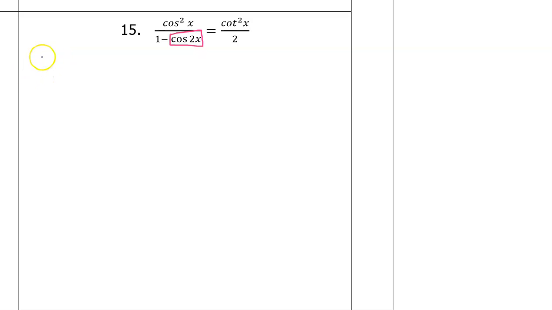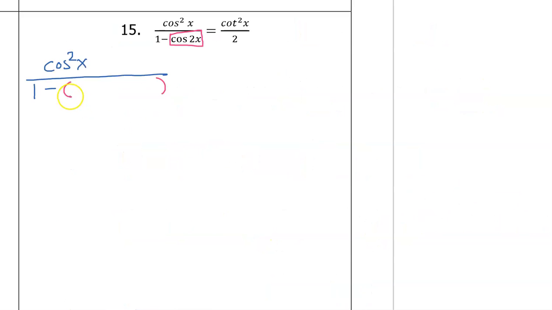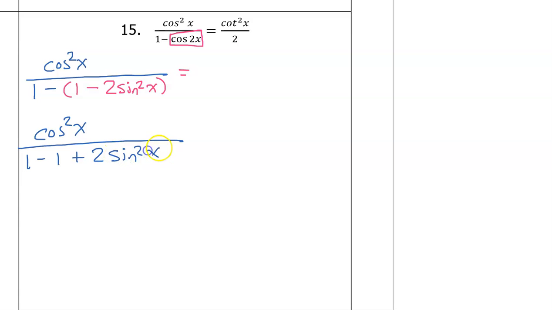Let's make that substitution. First of all, I'm just going to leave everything else the same. So I have cosine squared x, and then I have this 1 minus. All right, whatever comes next, I'm going to go ahead and put it in parentheses because I'm going to have to distribute that negative sign. So let's see what happens if we do 1 minus 2 sine squared. So I'm going to have my 1 minus 2 sine squared x. If I distribute the negative sign, I'm going to get, so I have cosine squared over. Without the parentheses, this becomes 1 minus 1 plus 2 sine squared x.